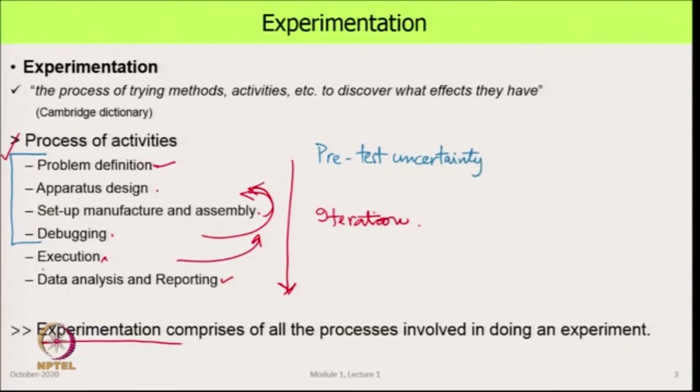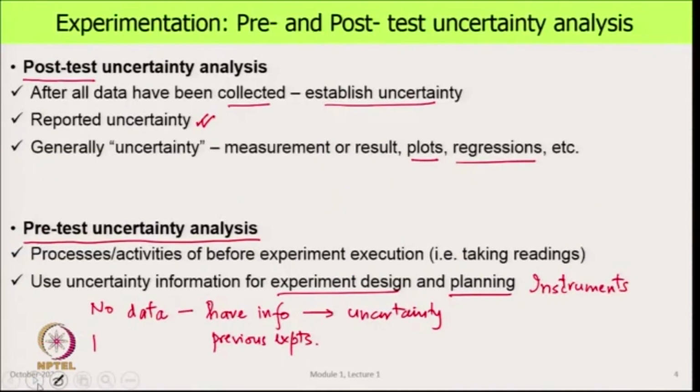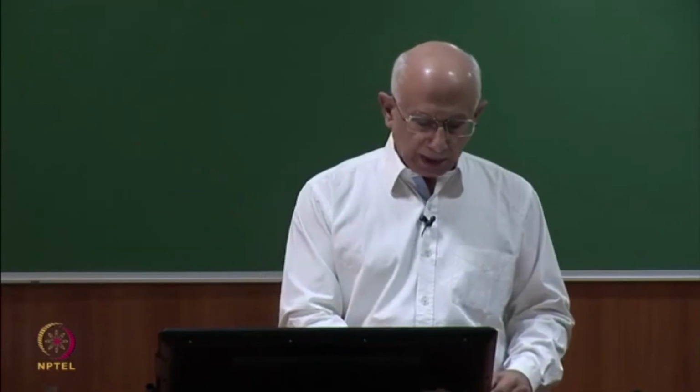And after the execution, in data analysis and reporting, this is post-test uncertainty, or what we generally know as when we report a result, we just call it uncertainty. So, that is an important thing to know about both experimentation and how uncertainty analysis comes into play.